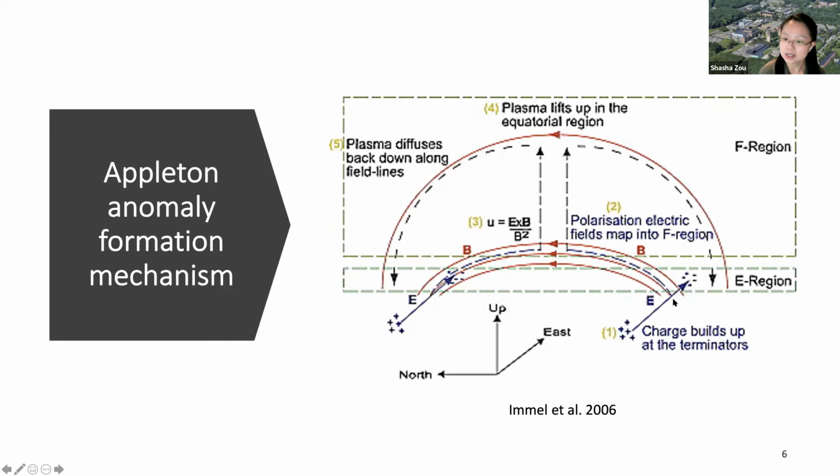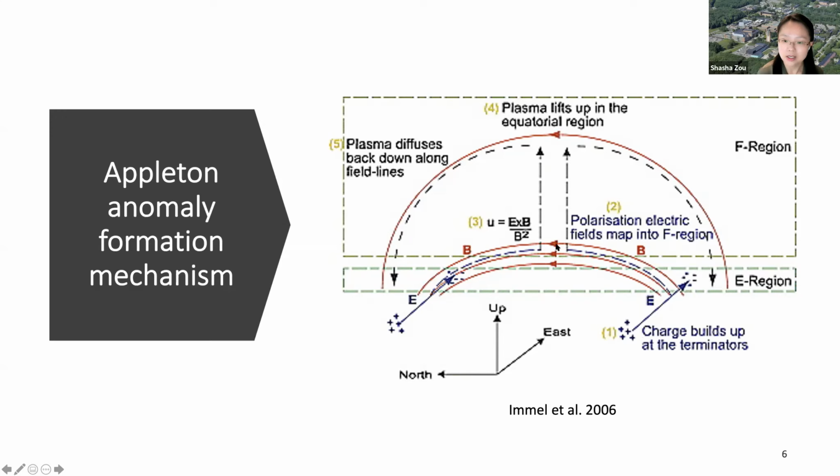Okay. Because the Earth's magnetic field can be considered as equipotential, once we generate the electric field in the E region, this electric field will map to the F region as well. So everywhere here in the F region, it will feel the same eastward electric field.